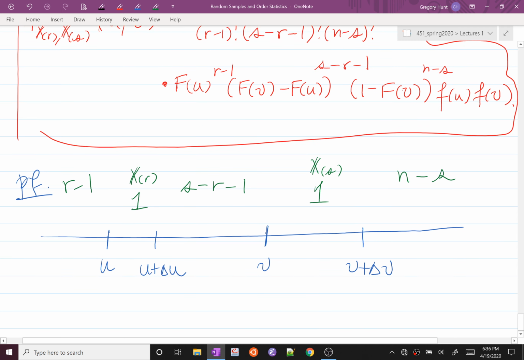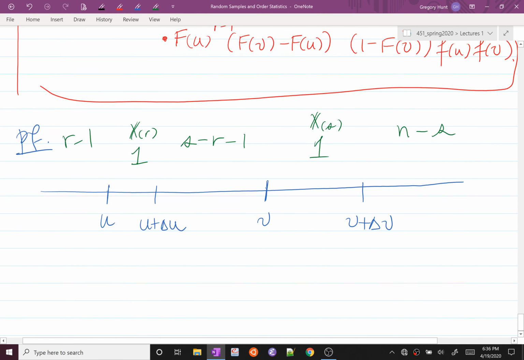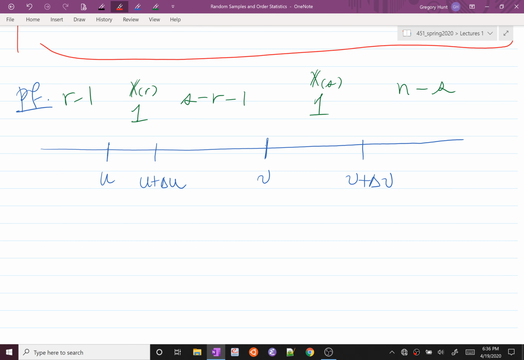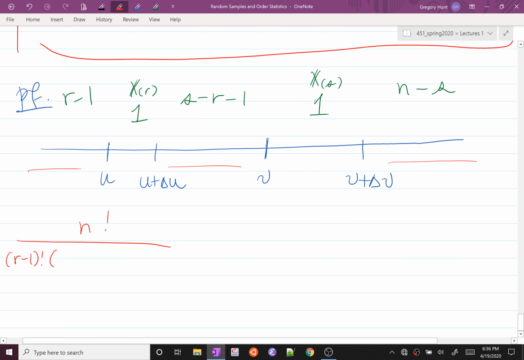All right, so this is how it's going to turn out. Our formula comes from the fact that we don't really care about the labels of the various random variables. While we could permute them in n factorial ways, we have to account for the fact that within each of these bins, we don't care about the order. So those are already accounted for as being reorderable, and we divide through by r minus 1 factorial, s minus r minus 1 factorial, and n minus s factorial.